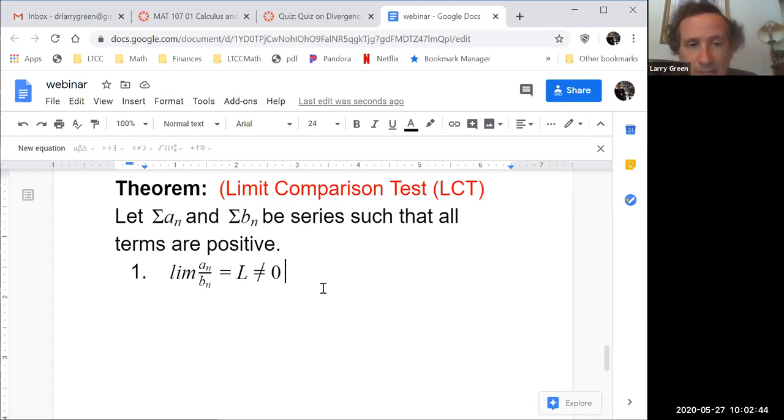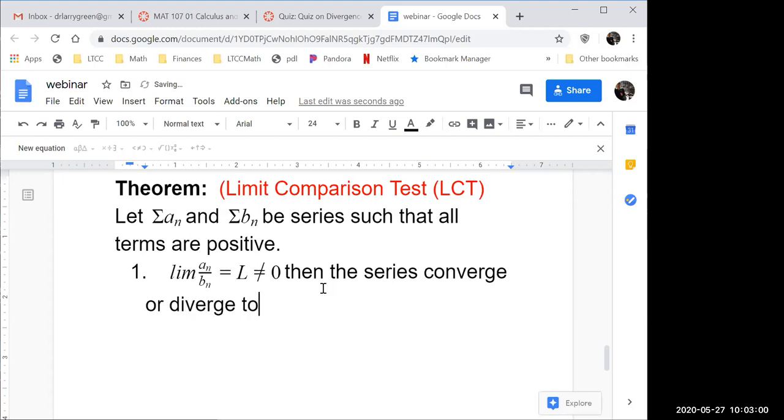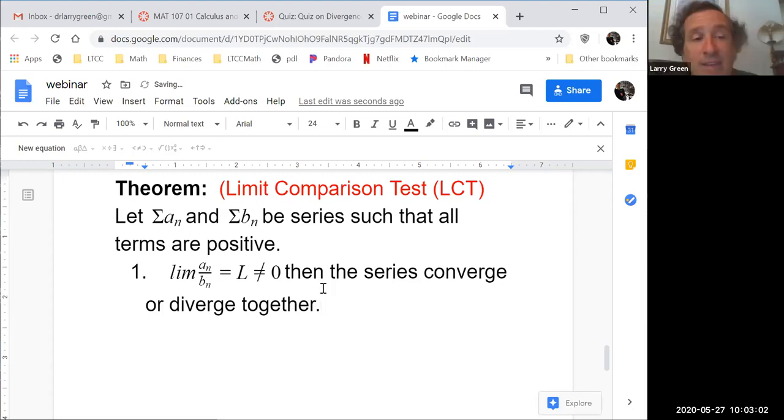Okay, then the series converge or diverge together. What that means is that if an converges, bn converges. If an diverges, bn diverges, and vice versa. Any questions on the first part of the theorem? All right, now let me copy and paste.